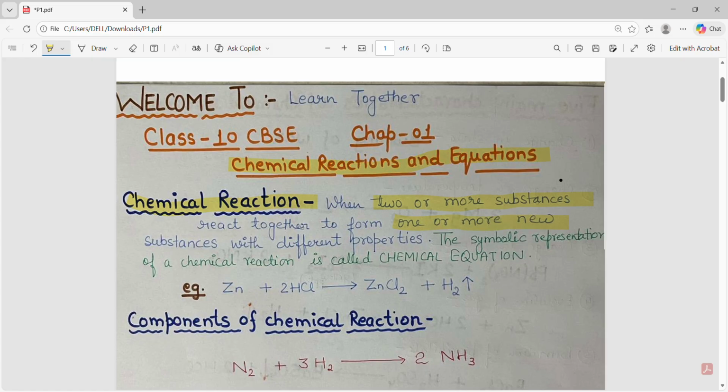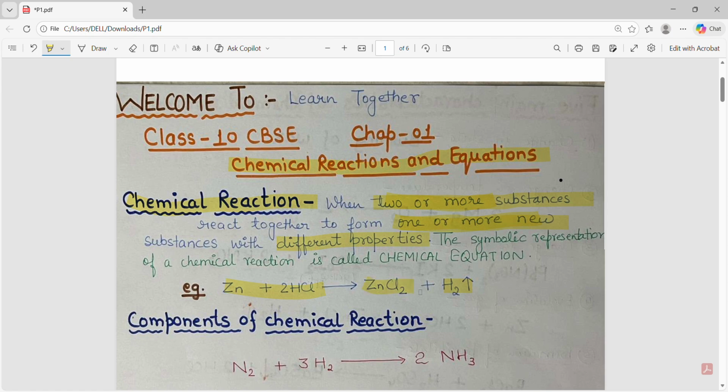Okay, so when two or more substances are mixed together and form one or more new substances, then they are said to be a chemical reaction. And the properties of those newly prepared substances will differ from the earlier ones. Suppose you mix zinc with hydrochloric acid, it produces a pop sound, which shows the presence of hydrogen, and a salt is prepared, that is zinc chloride.